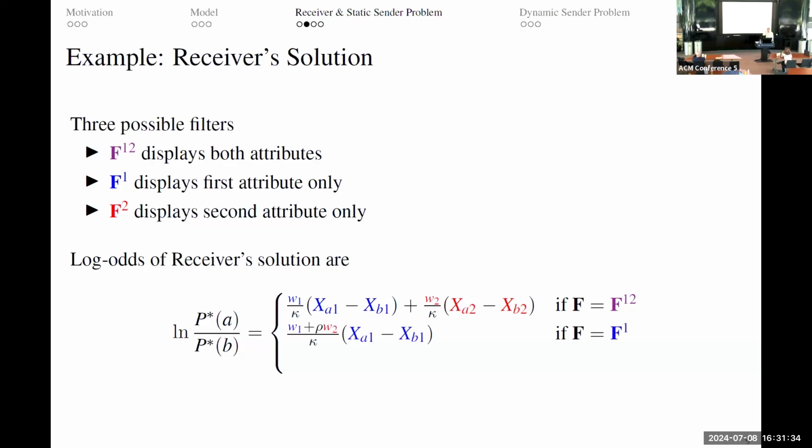Now, things are more interesting in the case in which the receiver has access only to the first attribute. Of course, they can condition their behavior only on that first attribute, but they still care about the second attribute, and so they can rely on the cross-attribute covariance rho to infer something about the unobservable second attribute from the observable first attribute.